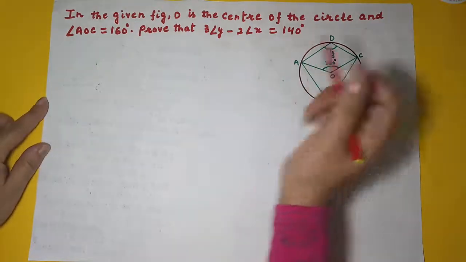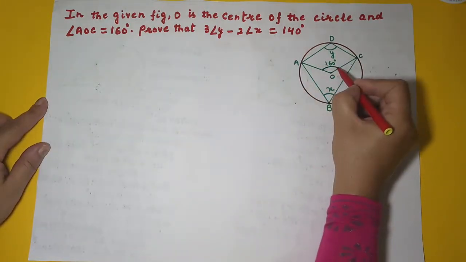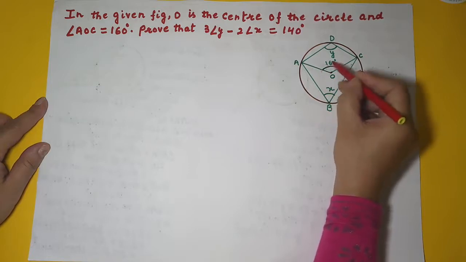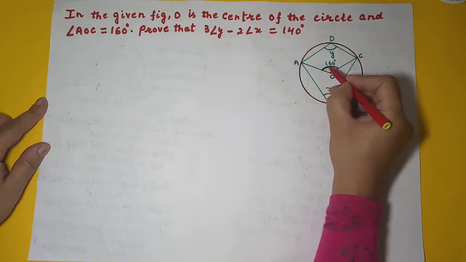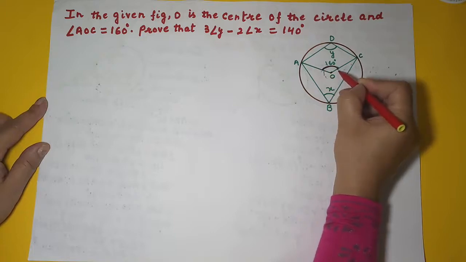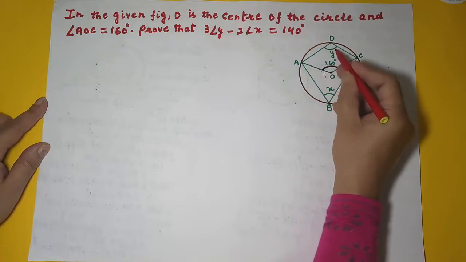Now, if we look at this, this is 160. Angles at a point are always 360. So if this is 160, we can subtract it from 360 and get this angle. Whatever this angle is, half of that is y, right? We have found y.